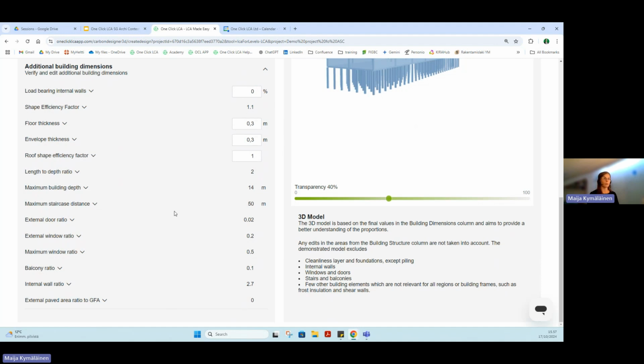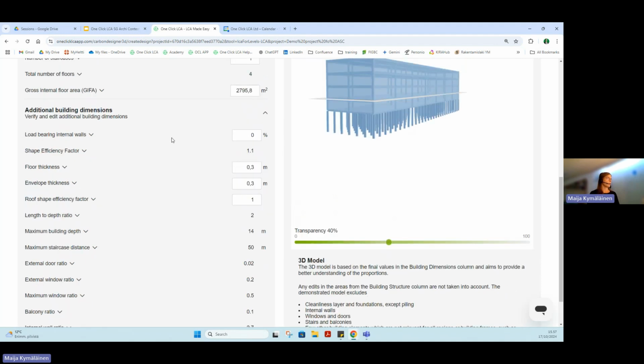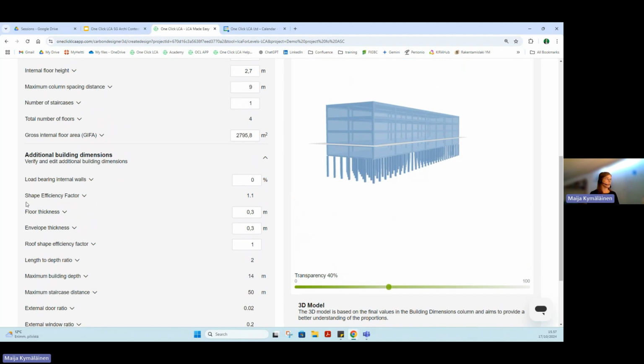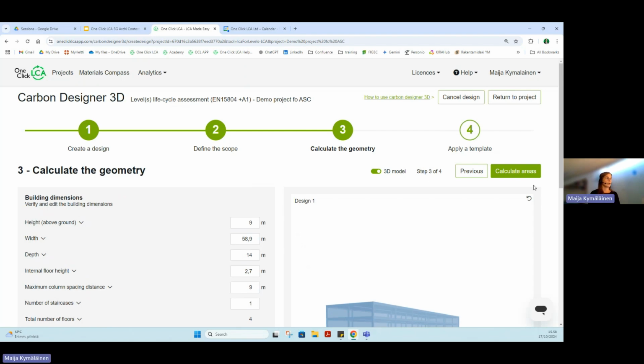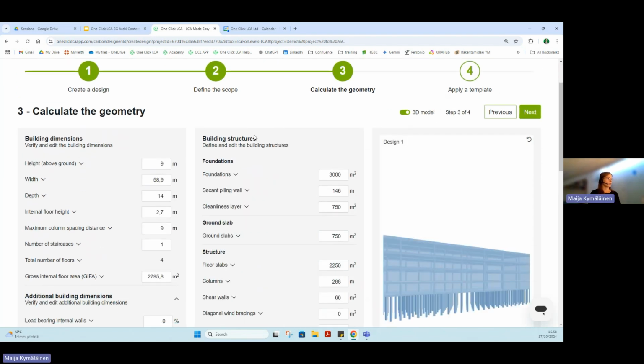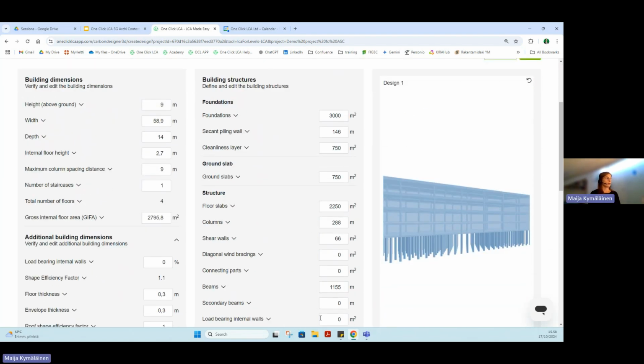All of these are not changeable or editable, which is unfortunate. For example, this shape efficient factor is something that is planned to be editable in near future. So hopefully we can get it updated soon. So this is something that you would use if you had a more complex shape for the building. And then when you're happy with the dimensions, it will calculate you areas.